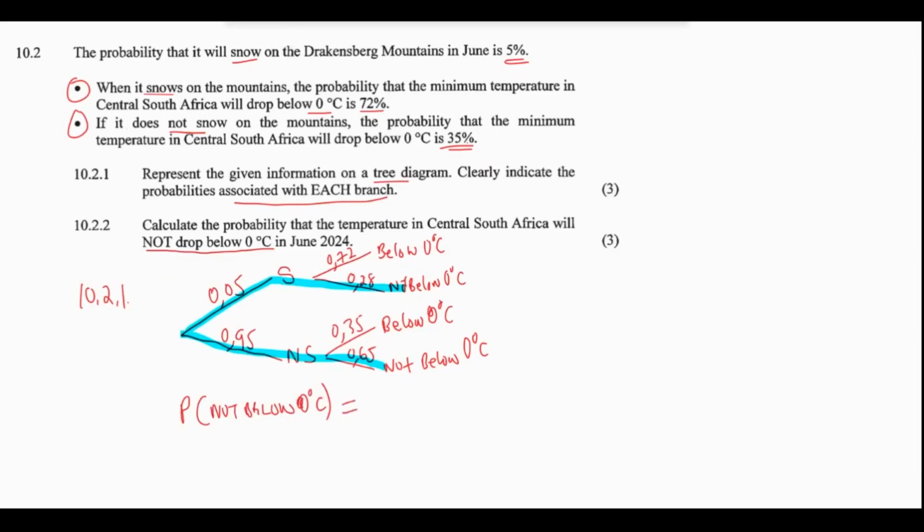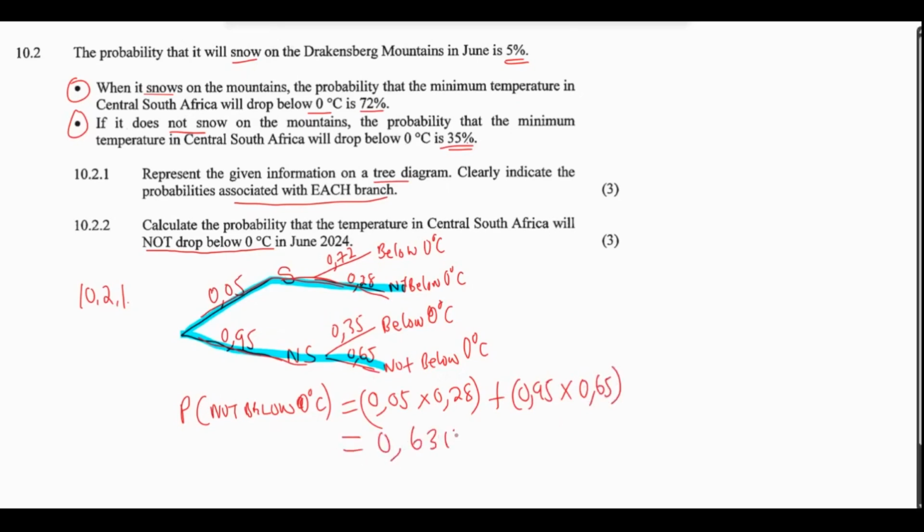So remember that along the branches we multiply and then different branches we add. So we're going to have 0.05 times 0.28. Right? This is this branch, this branch, this branch. Then plus this branch is going to be 0.95 times 0.65. Right? Then just put this in the calculator. You'll get your 0.6315. This is 10.2.